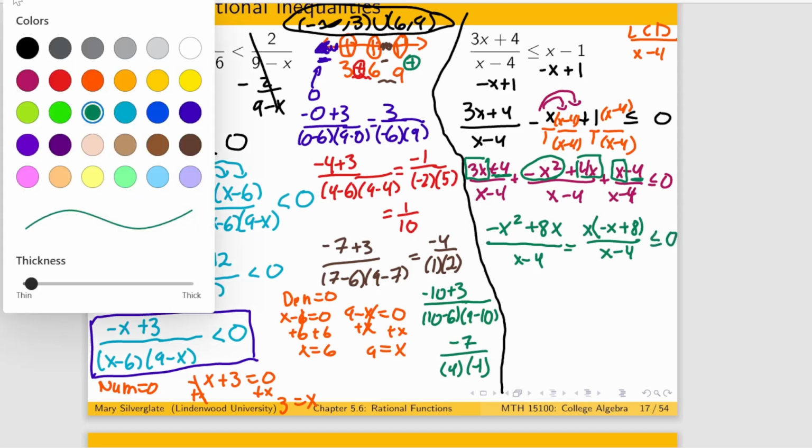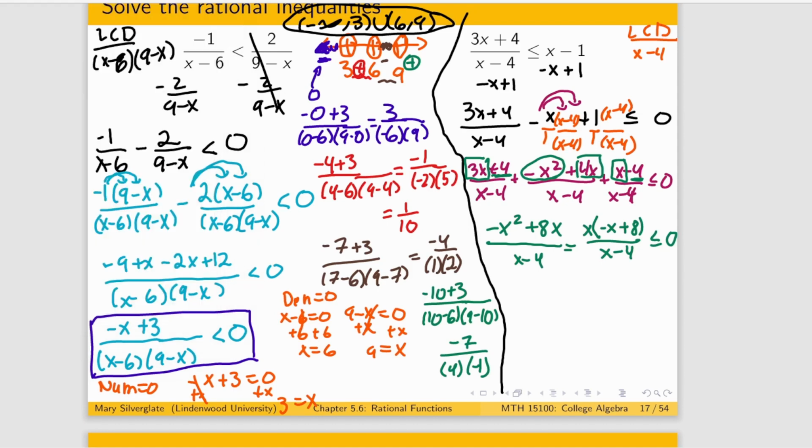And now we are ready to put our testing points on the number line. So from the numerator, we'd either have x equals 0 or negative x plus 8 equals 0. For x equals 0, that's already been solved. For negative x plus 8 equals 0, we'd have to add x to both sides. 8 equals x. And for the denominator, x minus 4 is equal to 0. We'd have to add 4 to both sides. x equals 4.